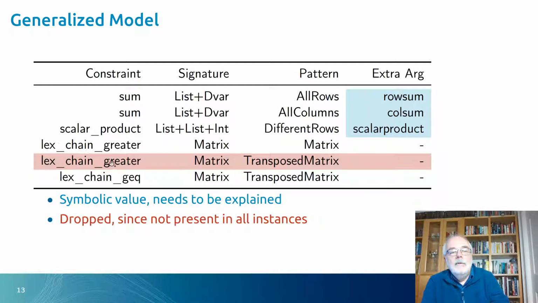And we're going to throw away the Lex chain creator because it holds for our running example, but not for all instances, and therefore it's not generic. But the Lex chain creator equal is generic. It holds for every instance, and therefore we retain this.